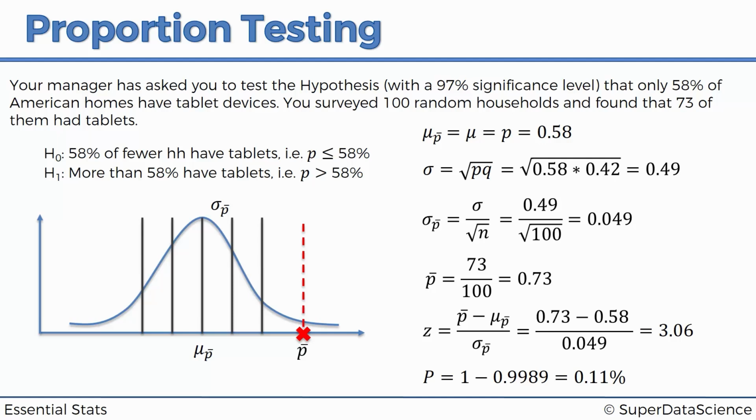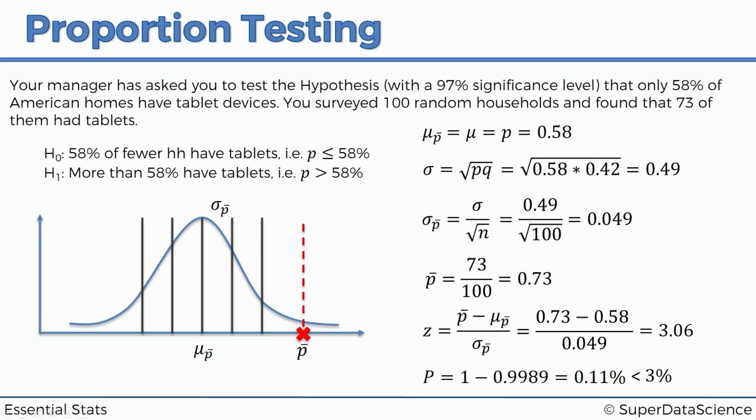Very low, very unlikely. So that's why this is a very unlikely hypothesis, a very unlikely universe that we live in, where we know that these things are distributed like that from the central limit theorem, and we still managed to pick out 100 households, out of which 73 had tablets. So in our universe, it's very unlikely, close to impossible. It's a 0.11% chance of that happening. And it's definitely less than 3%, because we were asked to test a hypothesis at a 97% significance level.